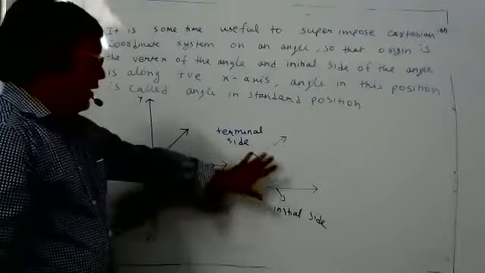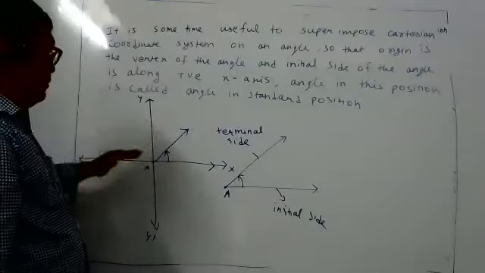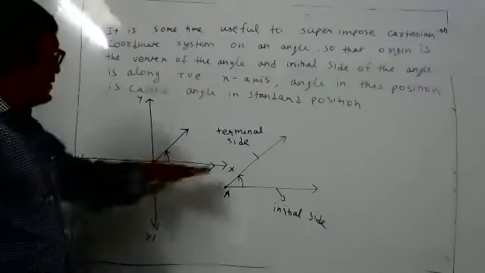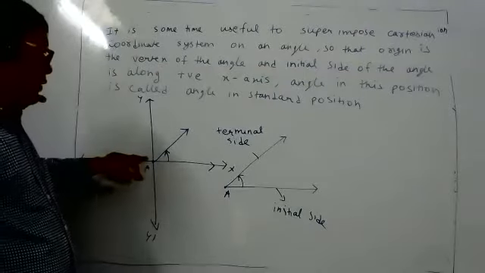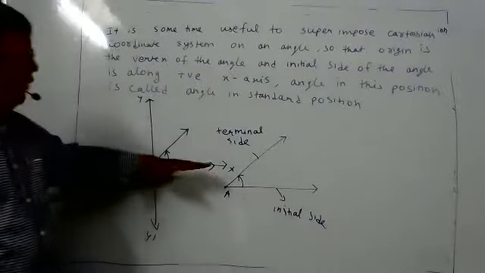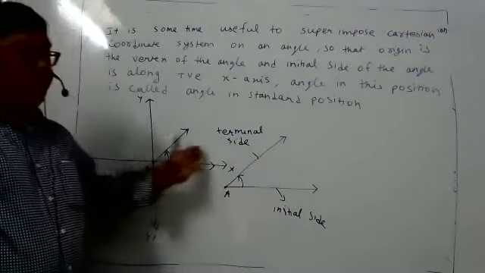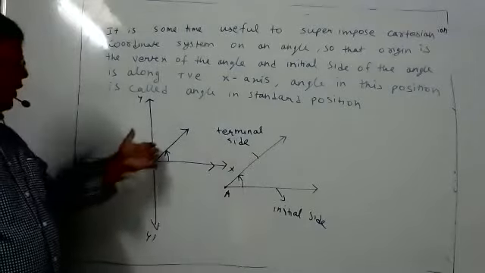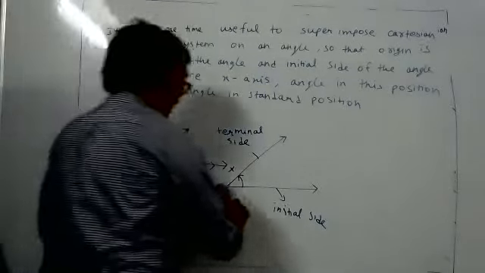Some angle is there, with an initial side and a terminal side. The same angle we will draw on the Cartesian coordinate system, with the x-axis and y-axis. The vertex of the angle should coincide with the origin, and the initial side will always be along the positive x-axis. If you measure it, both angles will have the same measure, but the angle on the left-hand side is called the angle in standard position. That is all I want to tell you.